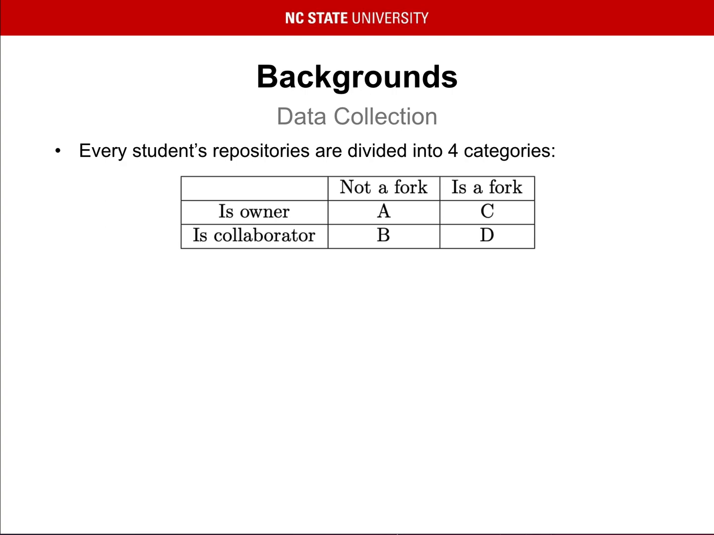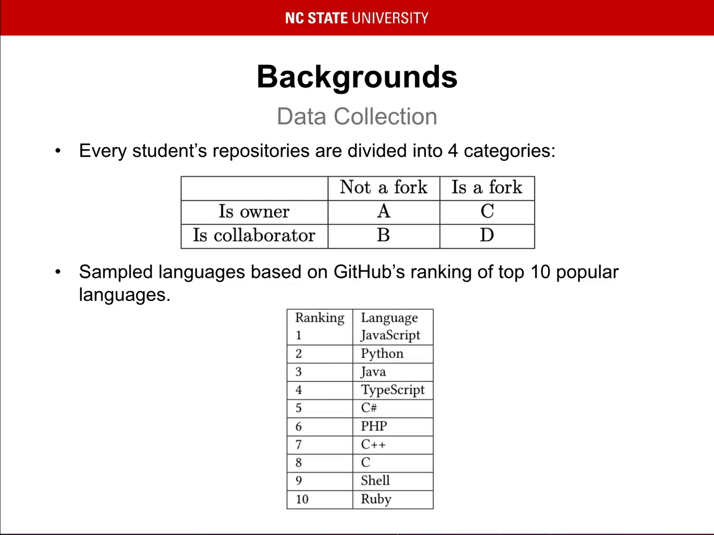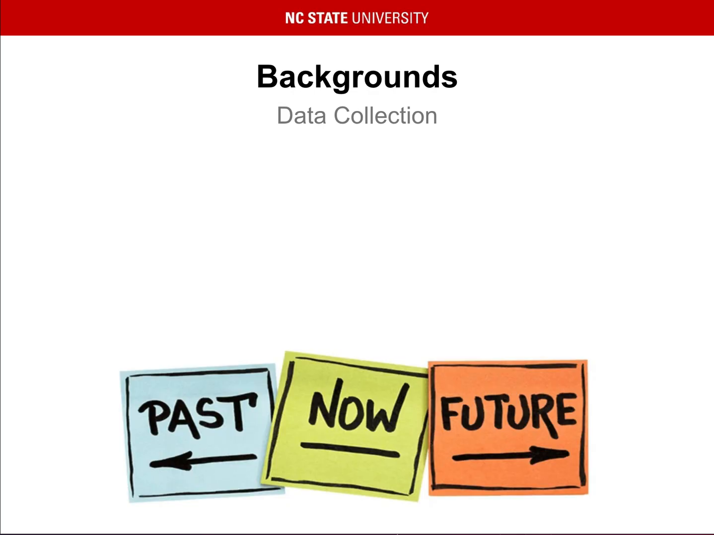We think that a Type A repo is the original repo created by a student. It should play a different role compared to a Type D repo that is forked by the student and the student is a collaborator on it. Besides that, we also sample the top 10 popular languages on GitHub to recalculate the repo size for each student, as we think these languages are closer to full stack development, so they should matter more than other languages in a software engineering class.